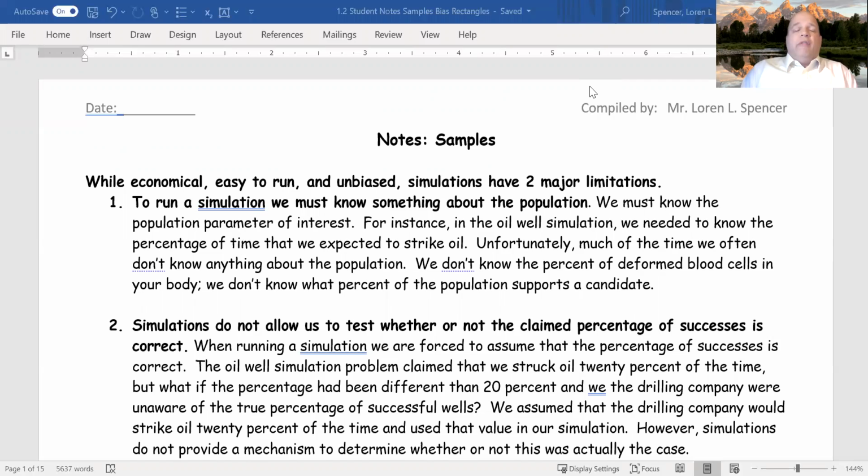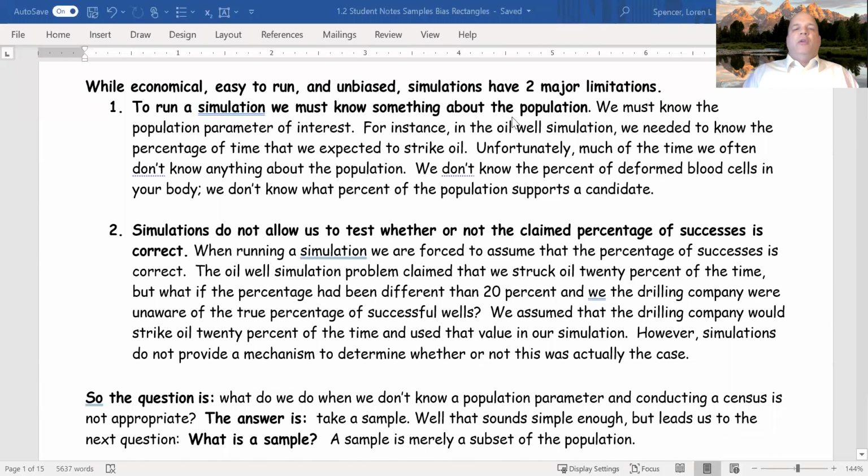Like if you're sick, we don't know the percentage of deformed blood cells in your body. We don't know what percent of the population supports a particular candidate until we collect a sample. So we can't use a simulation in those instances, because simulations do not allow us to test whether or not a claimed percentage of success is correct. That is another reason. If we say that 42% support a particular candidate, we have to assume that that's true when we run a simulation. We're not testing to see whether it's really 42% or whether it's some other percentage.